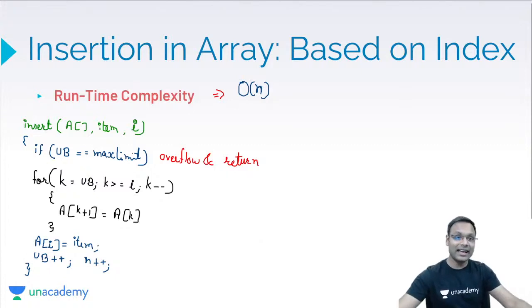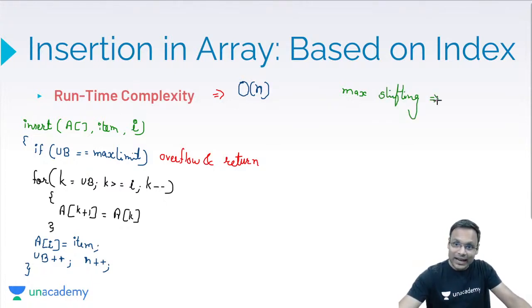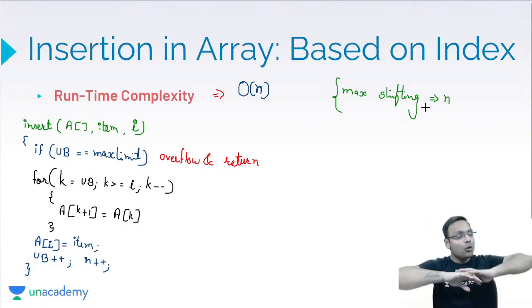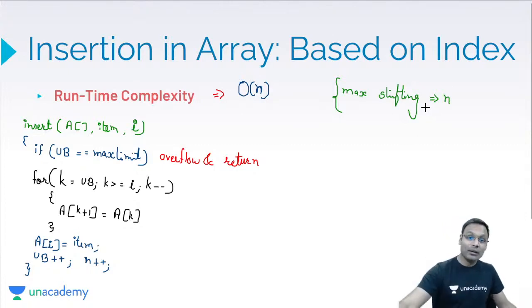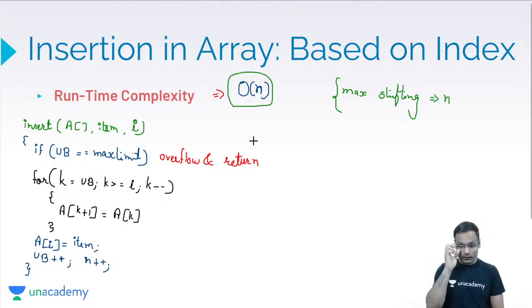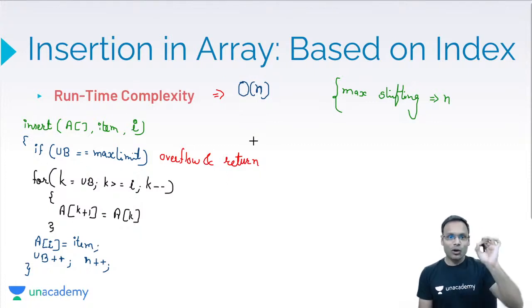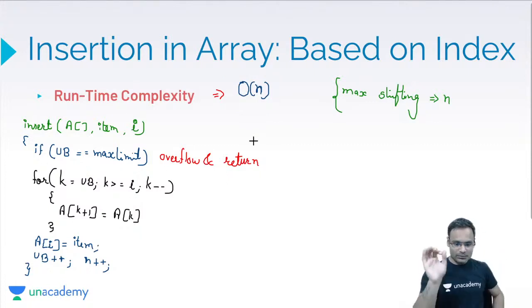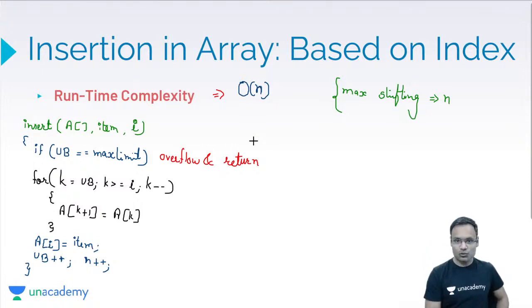Exactly. Maximum shifting will be equal to n, but it is possible that we have fewer shiftings than n. It is possible that we don't have any shifting. So in that case, big O of n justifies the complexity of our algorithm in the best way. Understood this? So what I am saying is that maximum shifting will be done n times. That's it, not always. That's why big O of n time.